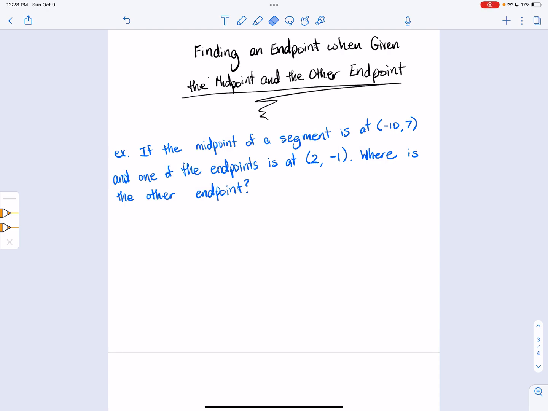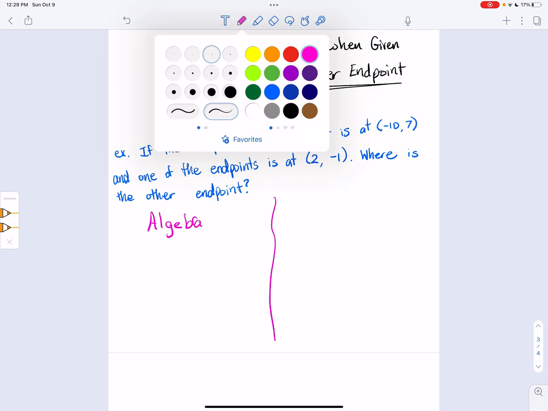Hi, in this video we'll be looking at how to find one of the endpoints of a line segment if you're given the other endpoint and the midpoint. So we're going to be doing this in two ways so that you can pick whichever way you prefer. We're going to be looking at this using algebra, and we're also going to look at this in a more visual way. So let's make sure that you have that choice to do either one.